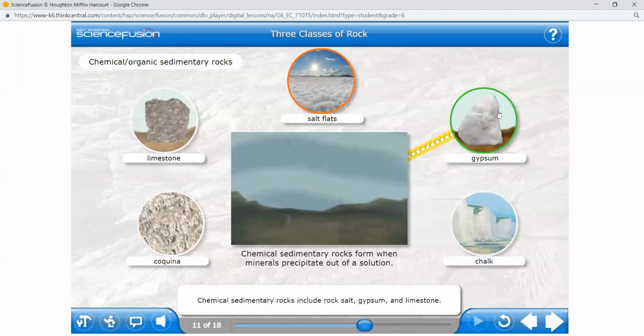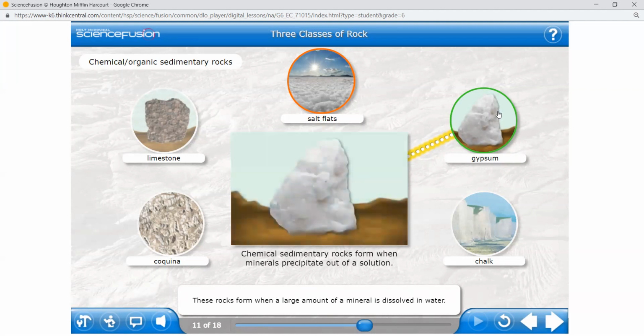Chemical sedimentary rocks include rock salt, gypsum, and limestone. These rocks form when a large amount of a mineral is dissolved in water. The mineral then settles out of the water, forming a chemical sedimentary rock. Gypsum, pictured here, is used to make drywall.